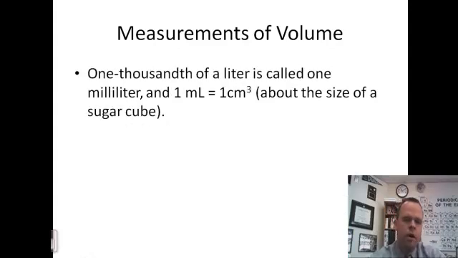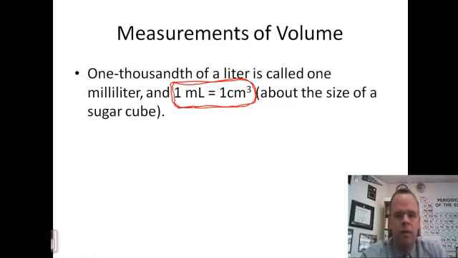Now, we also know from the prefixes that we talked about yesterday that a 1,000th of a liter is what we refer to as a milliliter. It's about the size of a sugar cube. Now this conversion factor you see right here, this equivalence, 1 milliliter equals 1 centimeter cubed, it's going to be very important that you know this relationship, because we're going to work back and forth between centimeters cubed, the derived SI unit, and the milliliters, the other unit of volume.